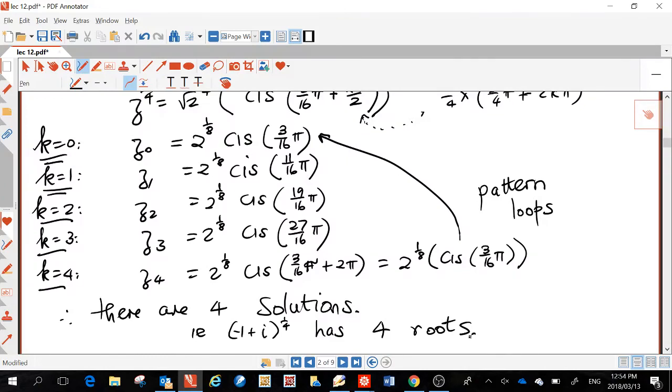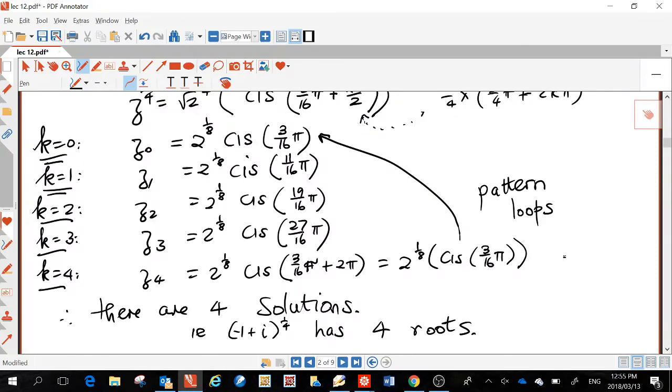What's another fascinating fact about these roots? If you had to plot these roots on the coordinate plane, by the way, the coordinate plane here has got a special name. We call it, anyone remember, it starts with A. Something diagram. A, R, G. Now we should be getting it, right? Argand. It's an Argand diagram. A-R-G-A-N-D, Argand diagram, named after a mathematician.